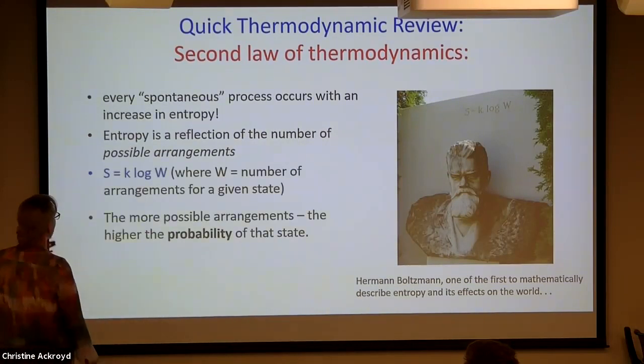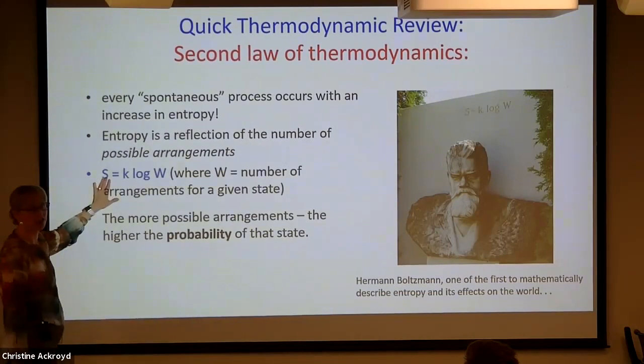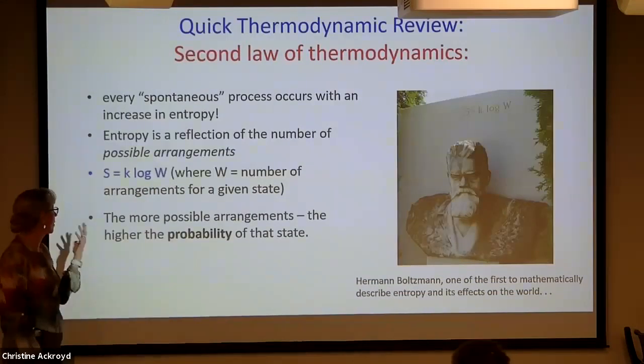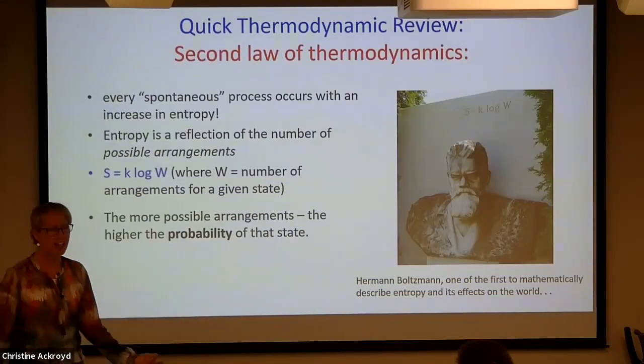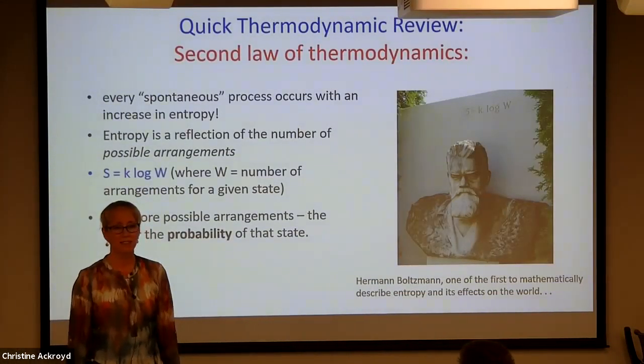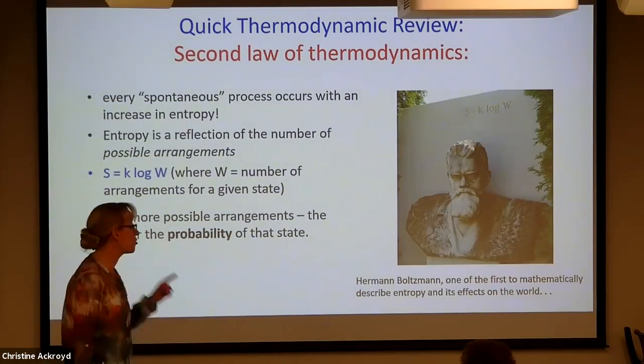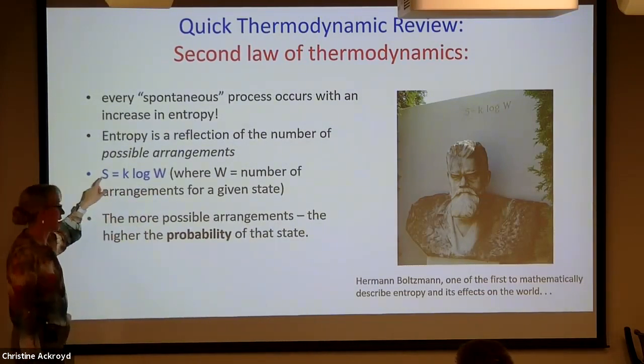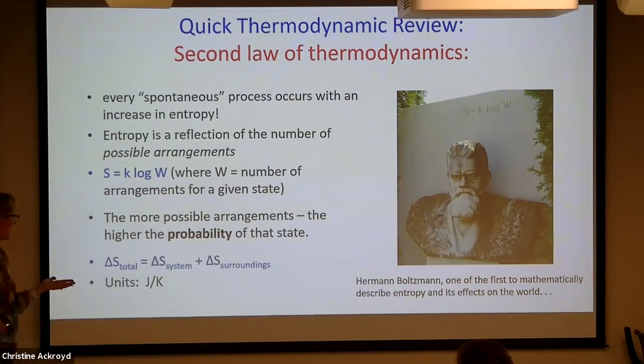Okay, so we can calculate the total entropy by taking Boltzmann's constant times the log of the total number of arrangements for a given state. Are you ever going to have to do that? You didn't even have to do that in 105. No, you don't have to know that, but you do have to understand that the more the possible arrangements, the greater the entropy, which means it's more likely to happen.